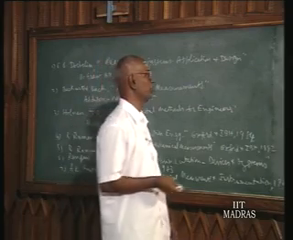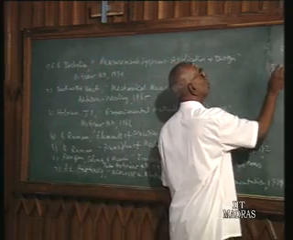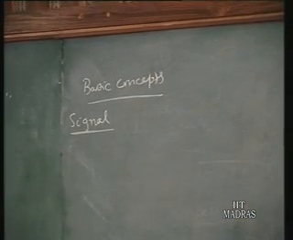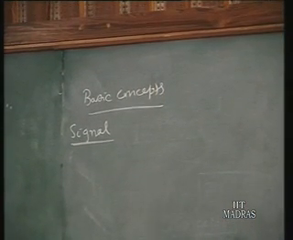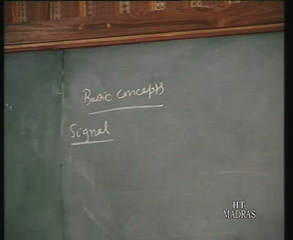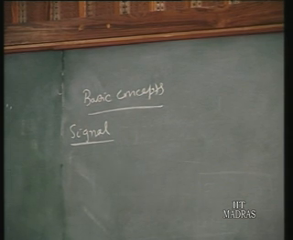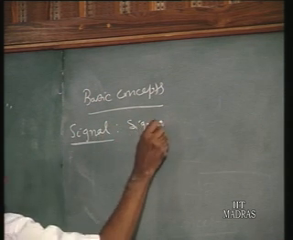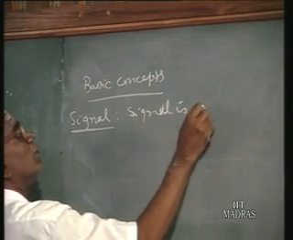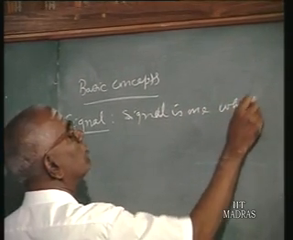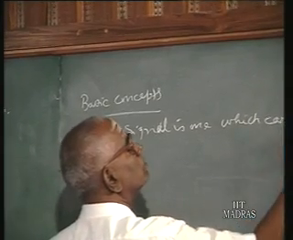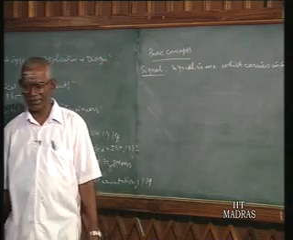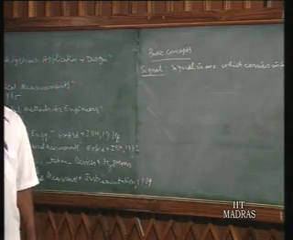And first and foremost definition or concept is signal. Even though we have used the word signal very often, you will see in detail what the term signal stands for. The definition of signal is as follows. Signal is one which carries information. This is the definition. You can call it a signal only when it carries some information.